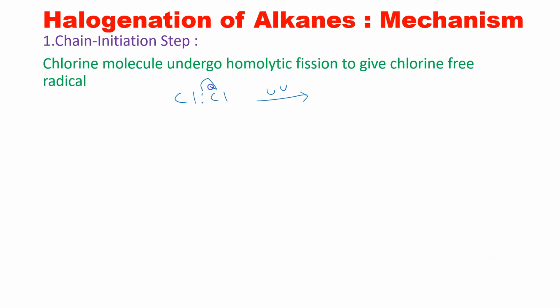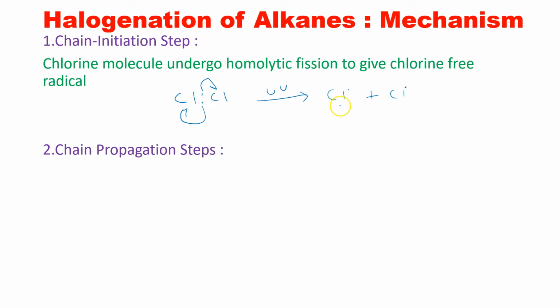it is only a half fishhook arrow that is utilized. At both ends, the chlorine molecule gives an electron, so it becomes a free radical. This is a free radical which has been formed after homolytic cleavage.